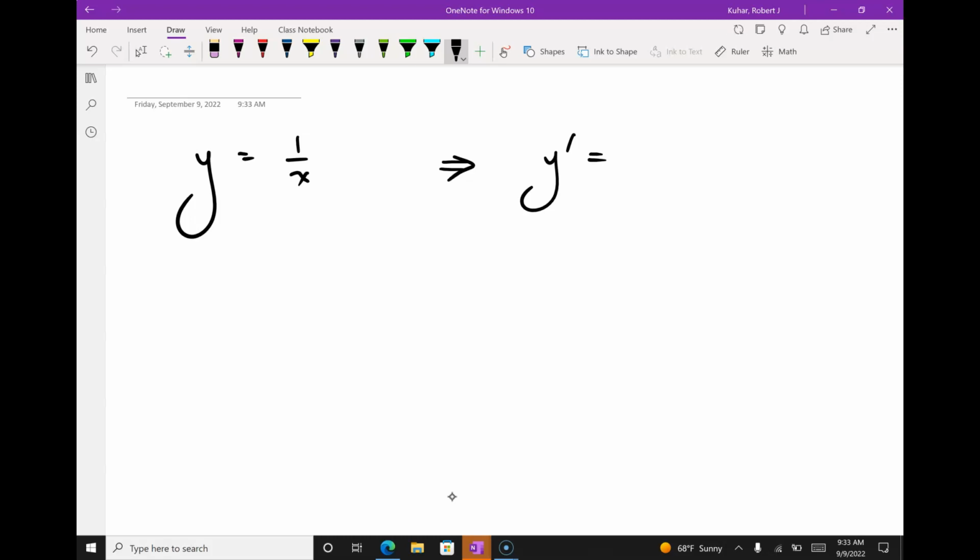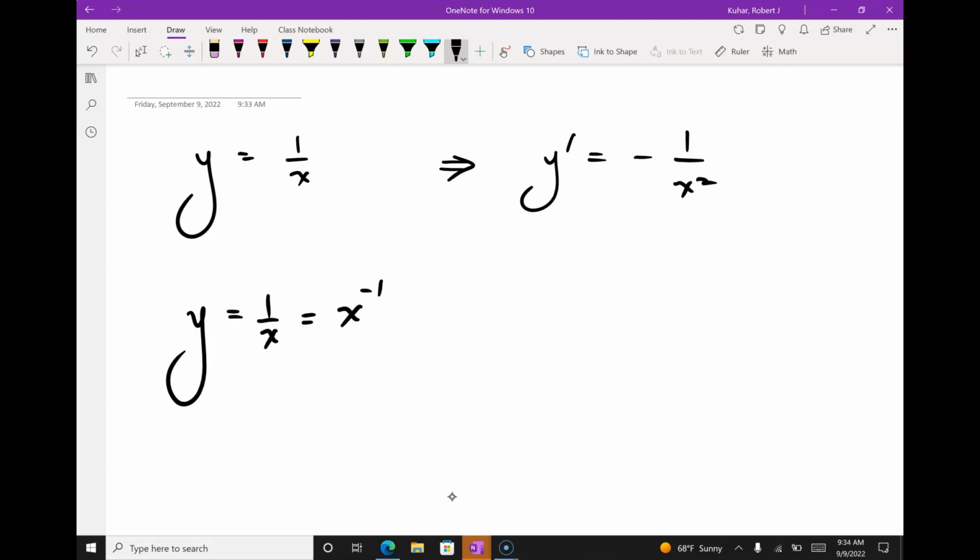Anybody know what y prime is here? What is it? Say it again? Yes, the derivative. Almost. Negative 1 over x squared. So we have a shortcut here because I'm going to remember that this is x to what power? The negative 1 power, right? And so it's a power rule.